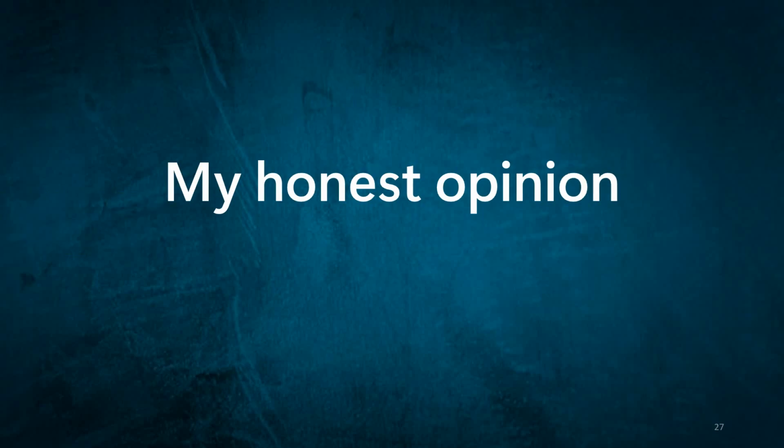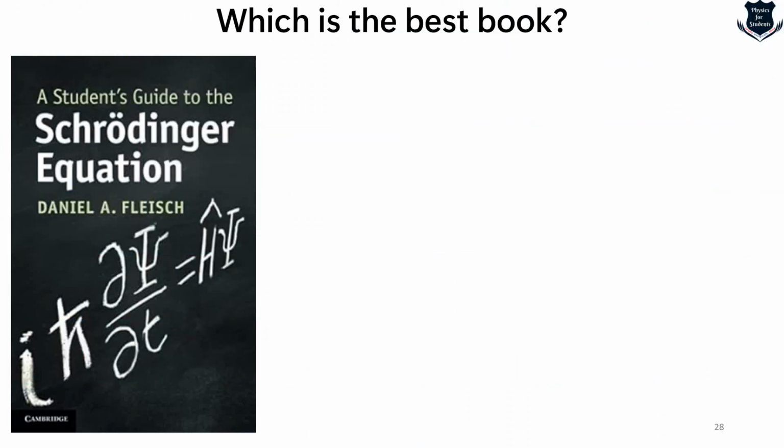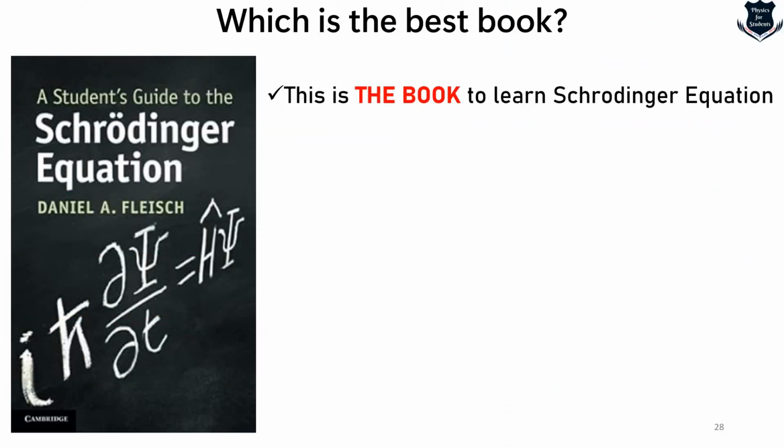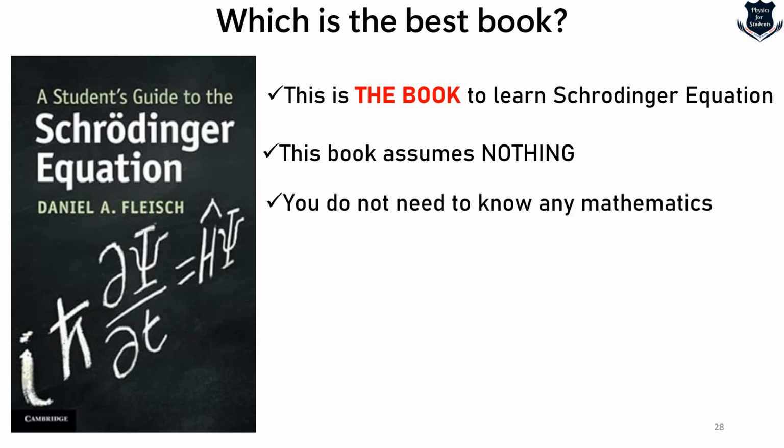Now I will come to the last part, that is, what is my honest opinion about this book. Well, I can tell you this much, that this is the book to learn the Schrodinger equation. There is no other book which I can tell you that is better than this book. So this is the book to learn the Schrodinger equation, and most importantly, this book assumes nothing. No advanced mathematics, nothing else is required.